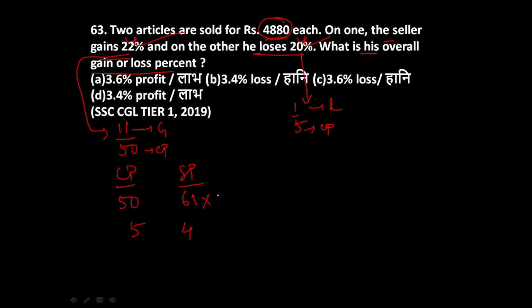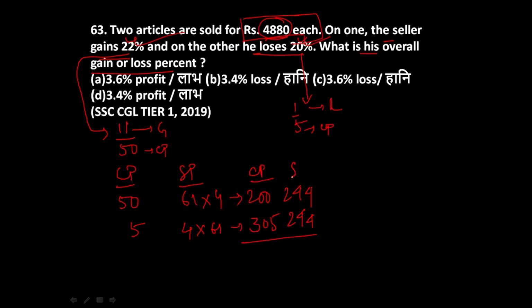We have to equalize this, because in the question it is provided that SP are the same in both cases. So this will be multiplied by 61 and this will be multiplied by 4. So this will be 244 and 244, and 305. Clear? CP, SP. So in total SP is 488 and in total CP it is 505.